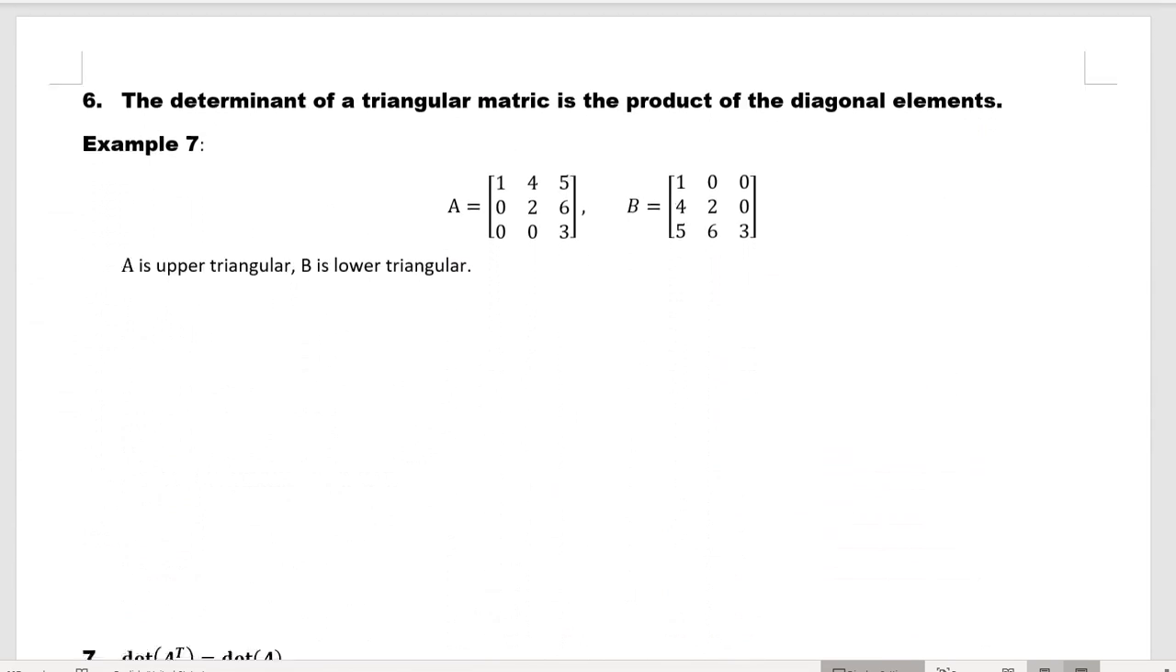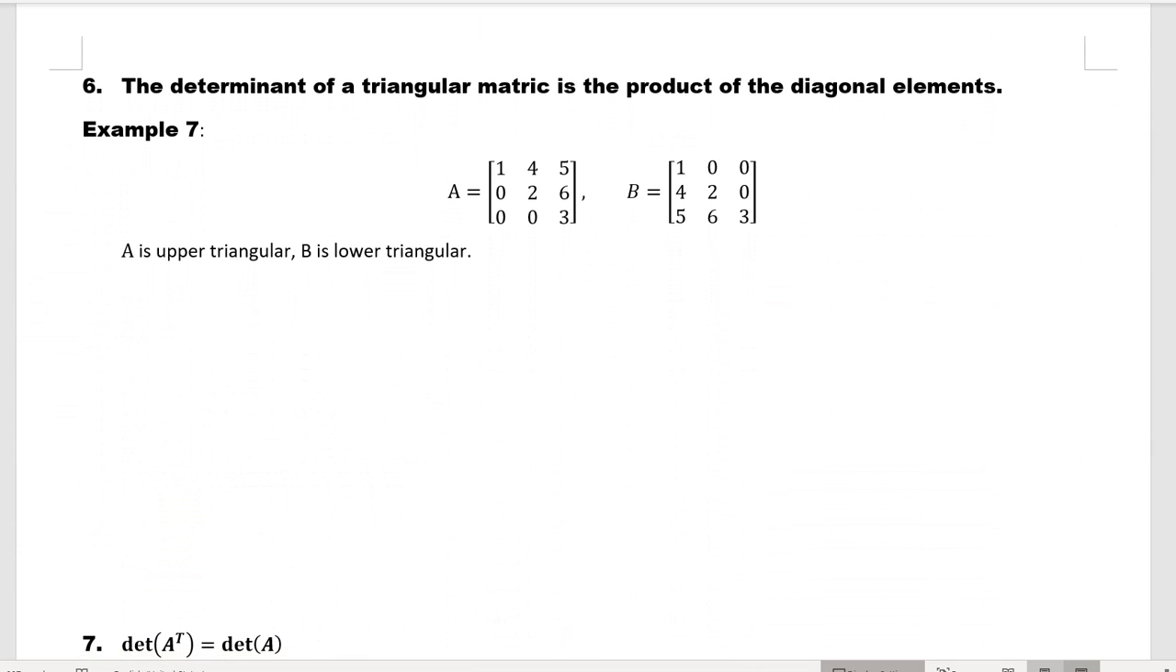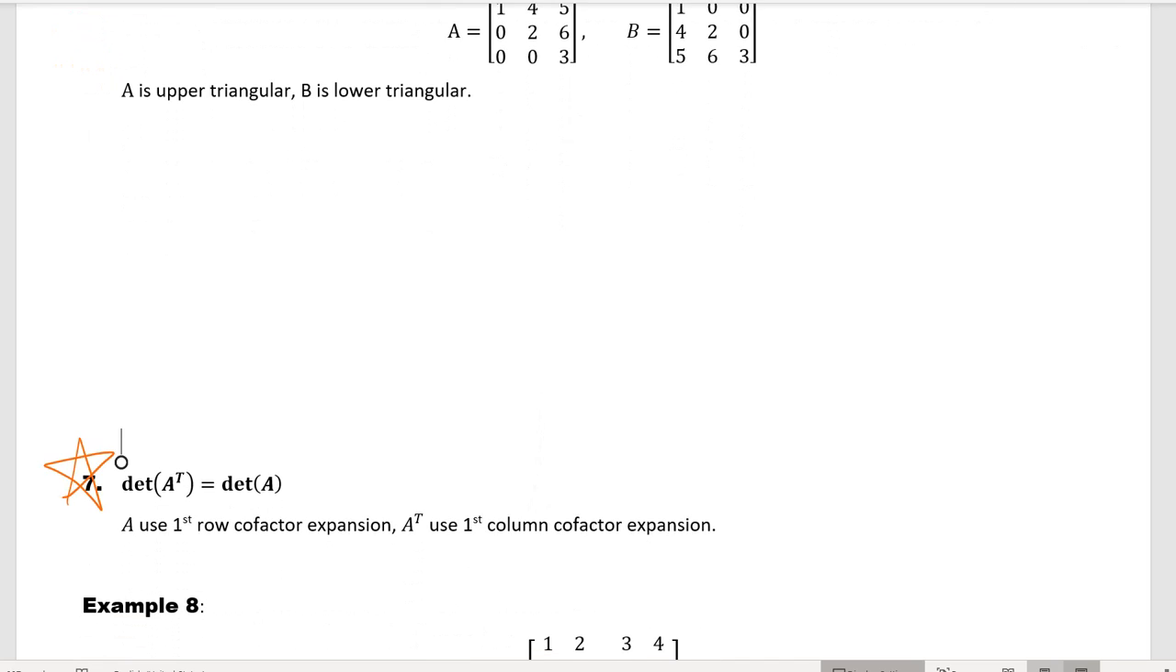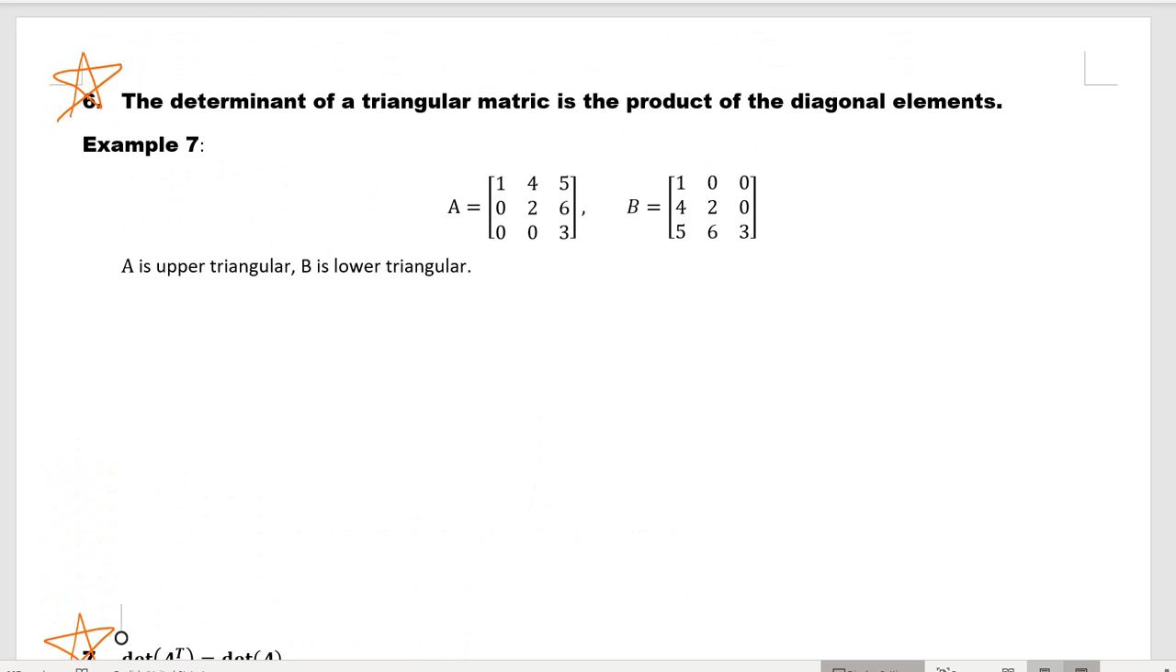Okay, so properties 1 through 5, we just go over briefly. Now, the important ones, which you will see a lot, are properties 6 and 7. So for properties 6 and 7, please pay more attention. The determinant of a triangular matrix is the product of the diagonal elements.